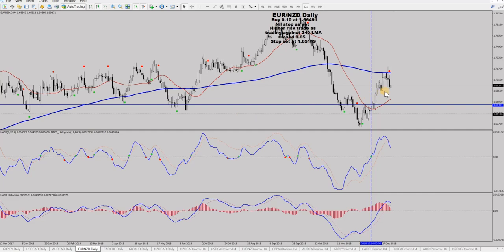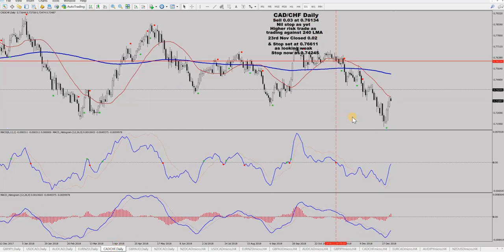Euro New Zealand in a buy, back down here, went up to the 240 LMA nicely. Sorry about the writing all jammed up there, I couldn't be bothered moving it. So I've closed out half, stops in place here, so it's all good.